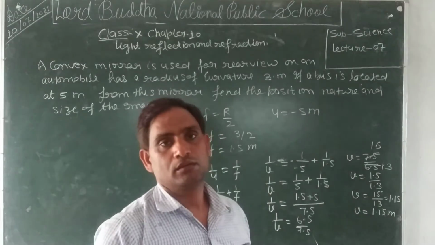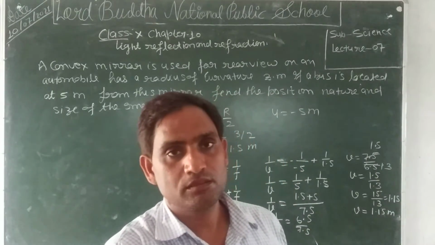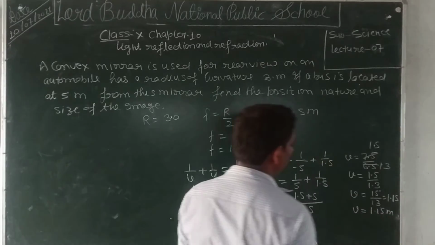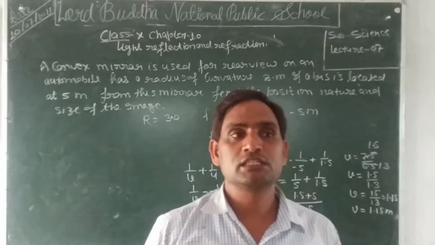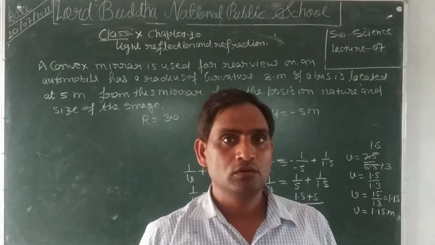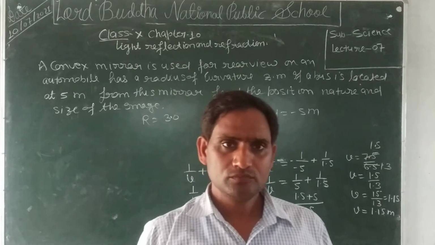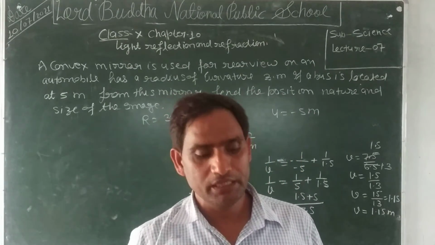Clear? The first part is completed. This is the image position, 1.15 meter, and this is positive, meaning the nature of the image will be virtual. Clear? As we know, convex mirrors are used for virtual images.